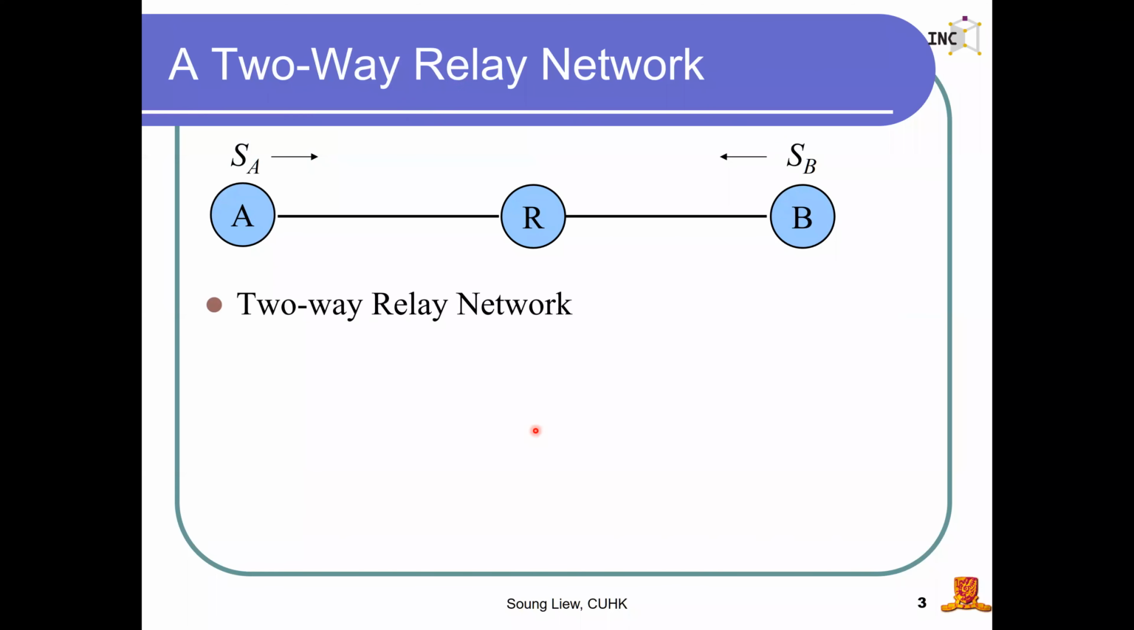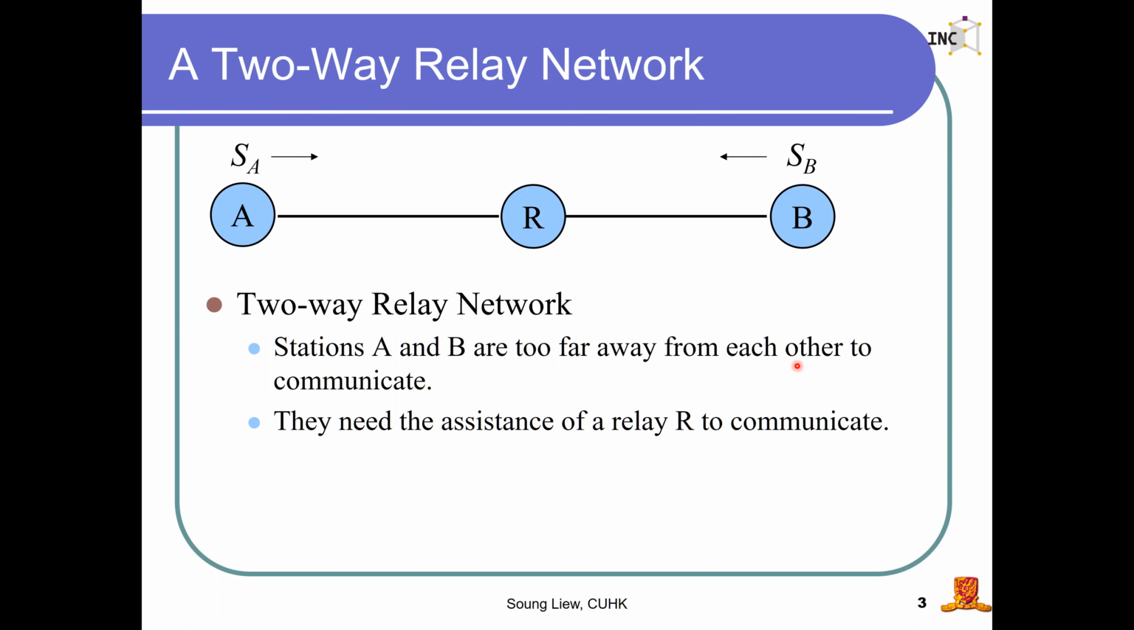A simple example of illustration is this network called the two-way relay network. Suppose you have two stations, A and B. A wants to send a message, SA, to B. And B also wants to send a message, SB, to A. However, suppose A and B are too far away from each other to communicate. So they need to go through a relay.